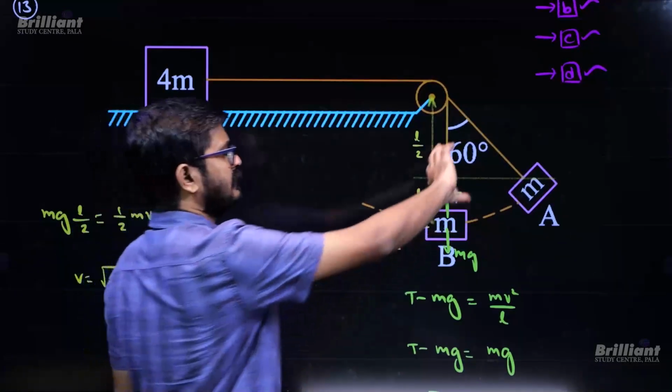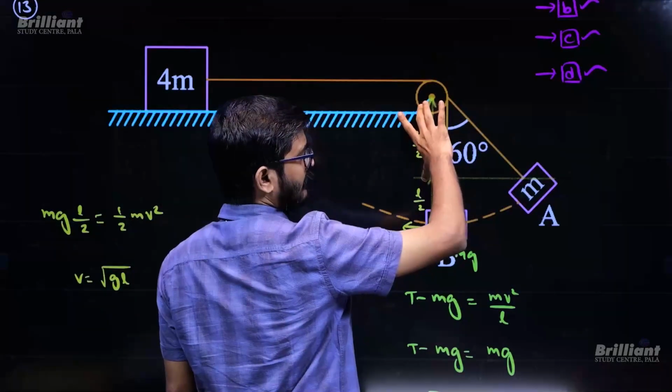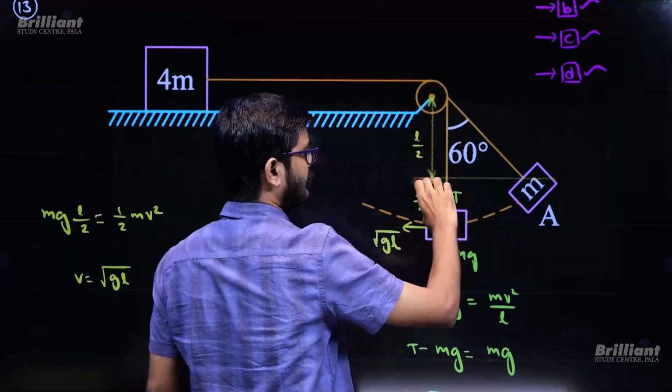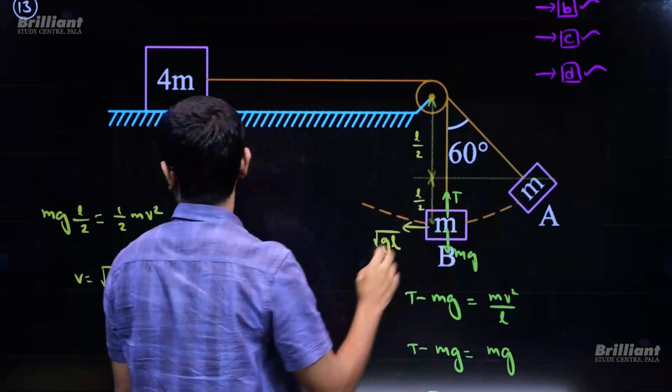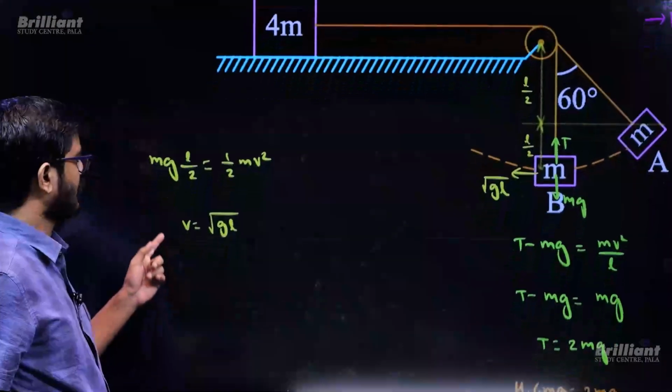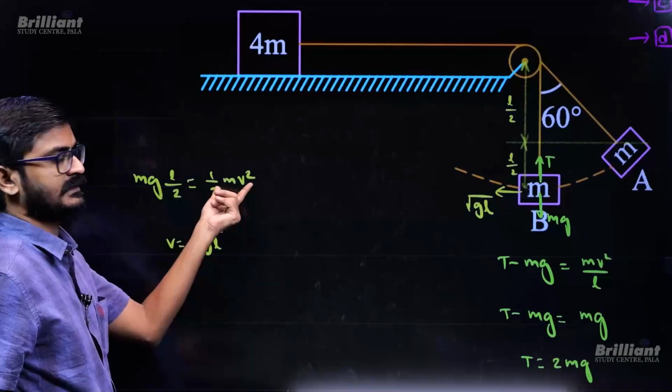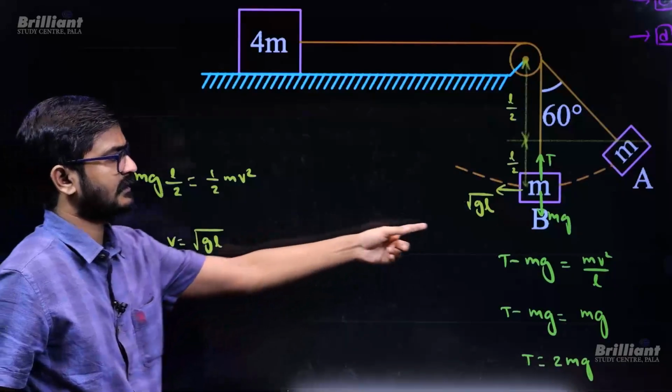Now this length is L, so this component is going to be L by 2. This total length is L. If this is L by 2, this will be L by 2. So the drop in gravitational potential energy is mg L by 2. That will be going as kinetic energy. From there we will get the velocity at the bottommost point.